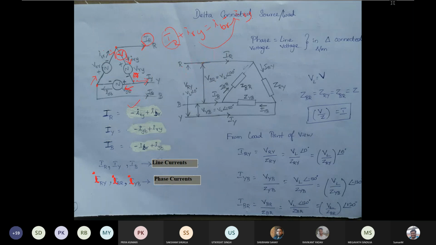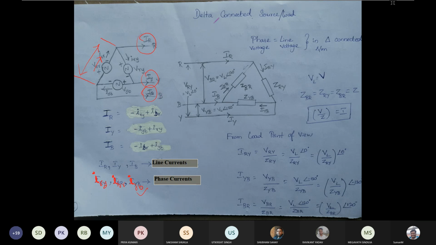As I said before, whichever current is flowing into the source is considered as phase current, and the voltage across the source is considered as phase voltage. So that I have represented here. The current between this thing, IRY, is mentioned as capital letter. You can consider it in small letter, IBR and IB, small b. So these are phase currents. The currents which are here are considered as line currents.